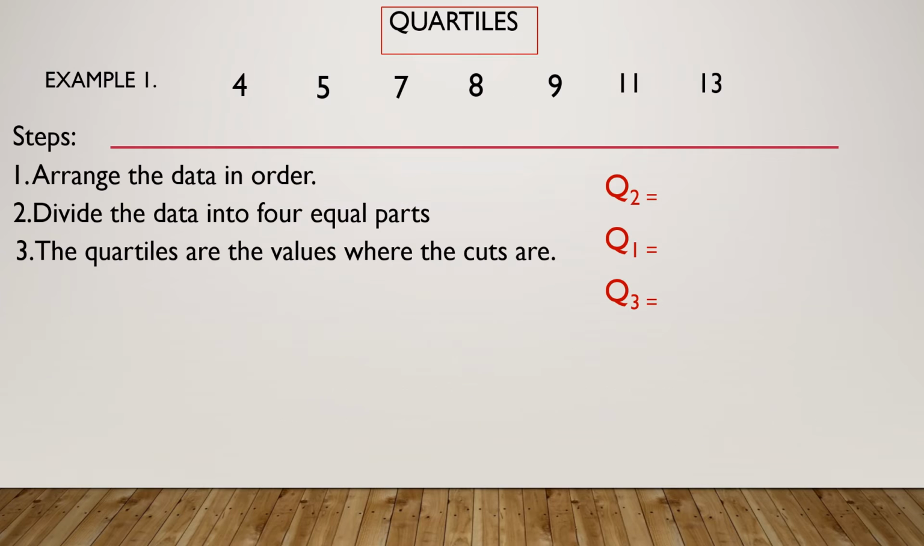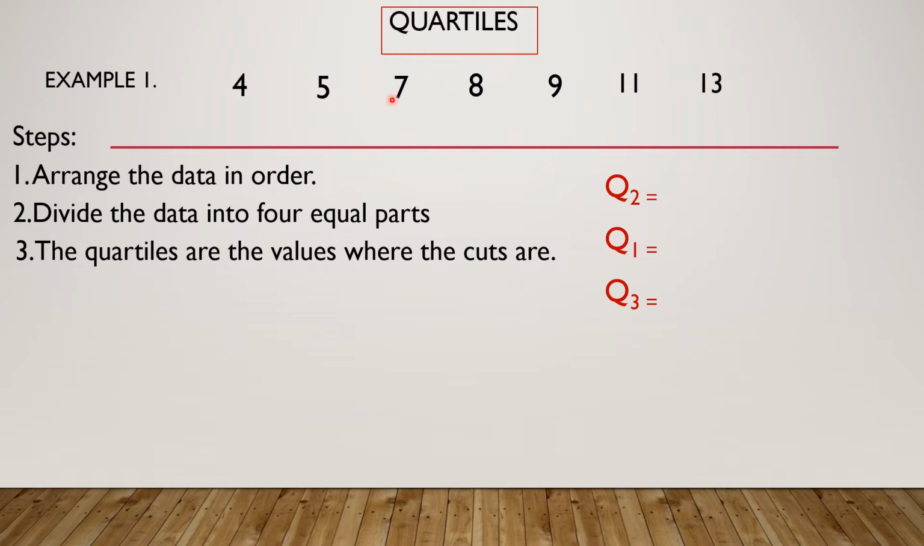Let's have an example on how to solve for the quartile. So we're going to solve the first, the second, and the third quartile. Okay, now first arrange the data in order. Check. Okay, so far this set of data is already in order. Divide the data into 4 equal parts, and the quartiles are the values where the cuts are.